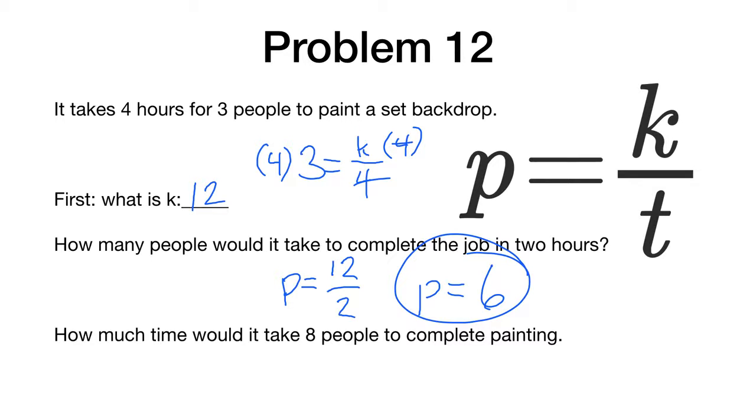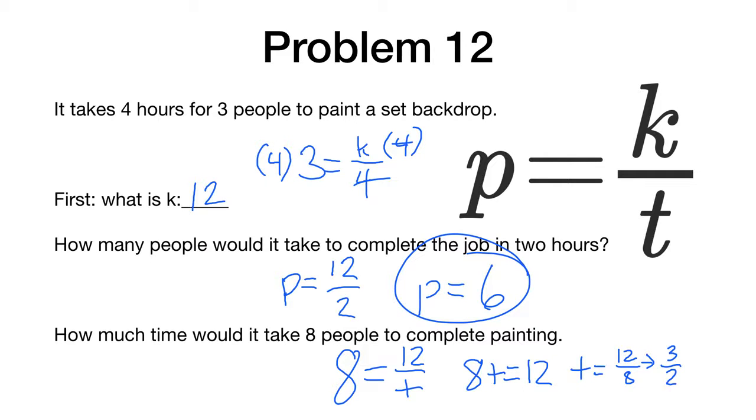How much time would it take 8 people to complete? So in that case, it's 8 equals 12 over T. Now, in this case, remember, it should work the other way as well, but we want to get T on top. So 8T equals 12, meaning T equals 12 over 8, which is 3 over 2, or 1.5 hours.